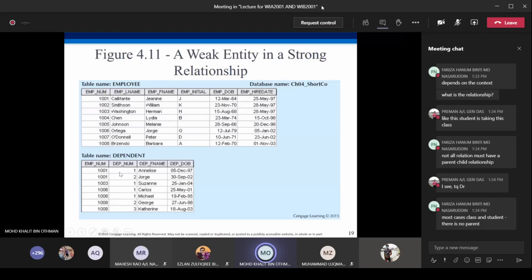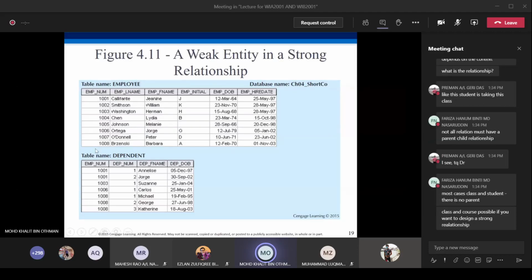Because you can see also, employee number in the dependent table has 1001, and under the employee table we also have 1001. So based on the definition of a strong relationship, we can say that the relationship between the employee entity and the dependent entity is a strong relationship.